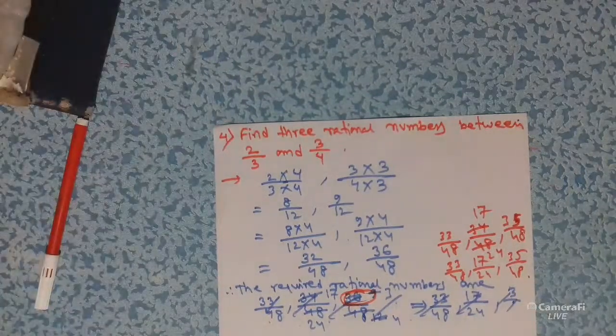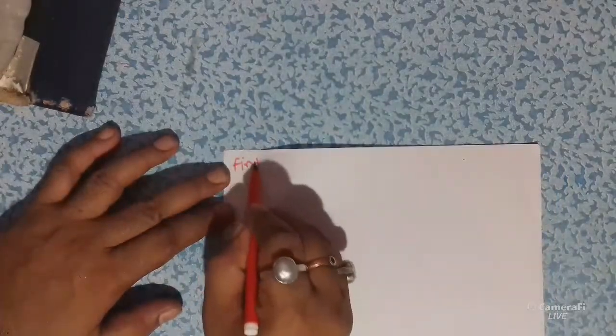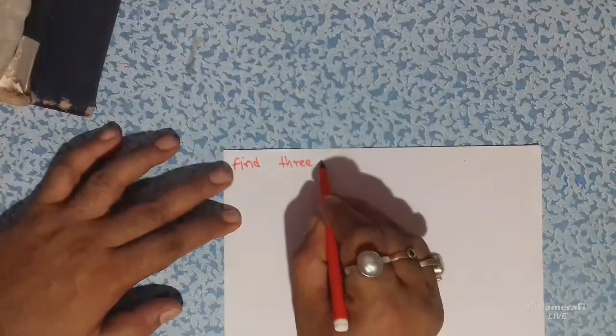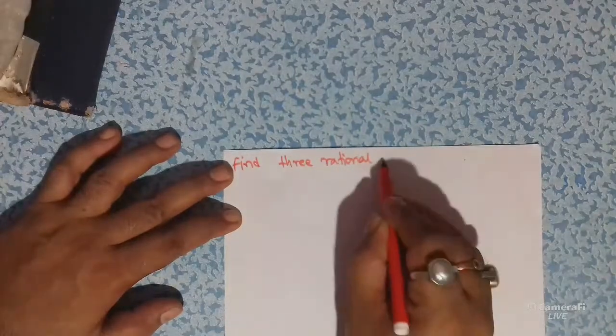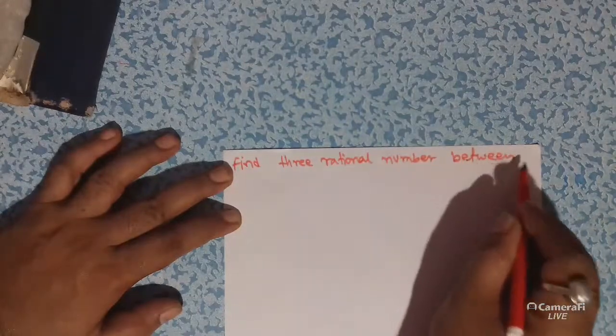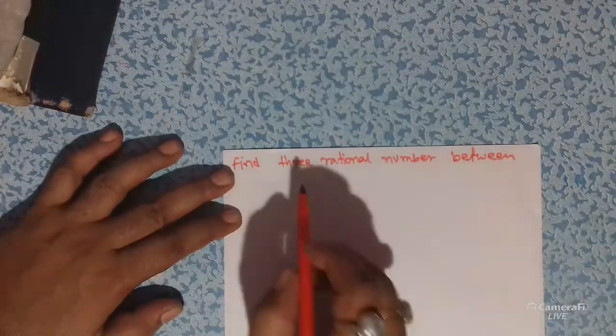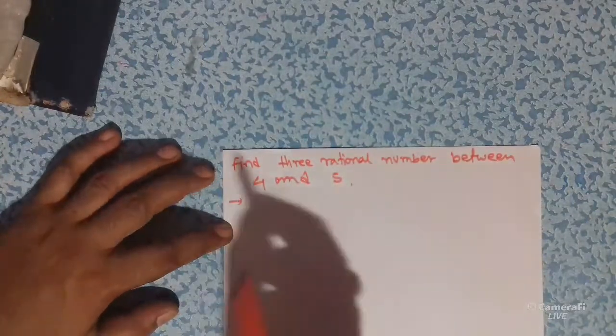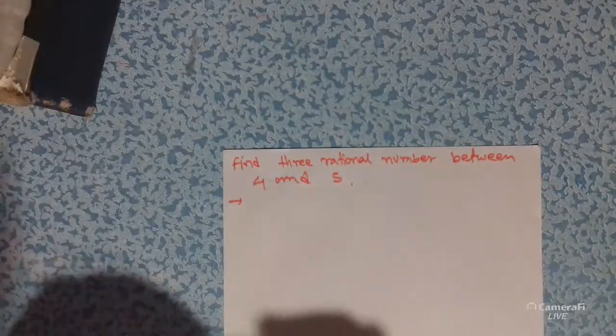Okay, so I will give you a similar one. Find 3 rational numbers between 4 and 5. So find 3 rational numbers between 4 and 5.